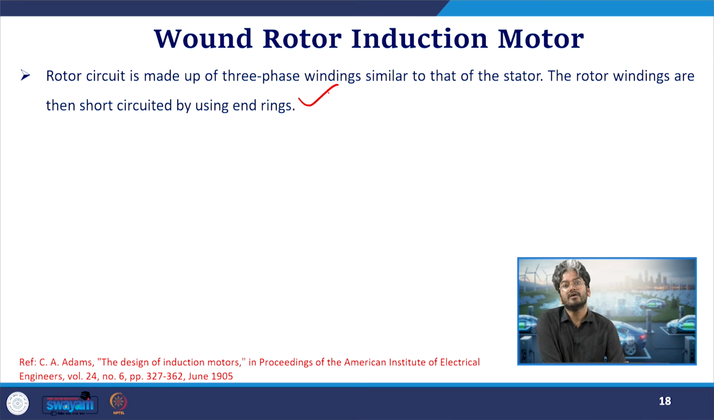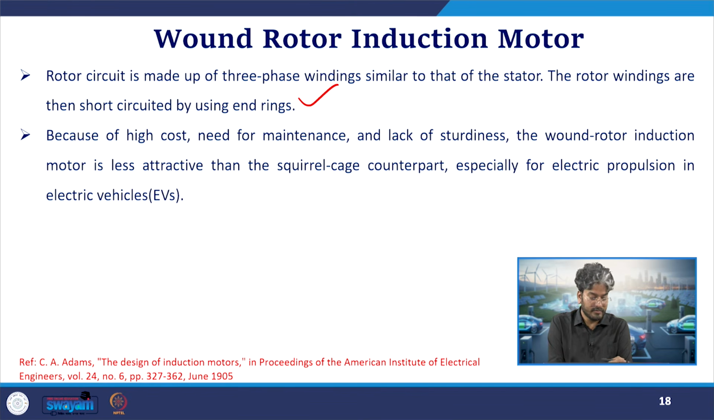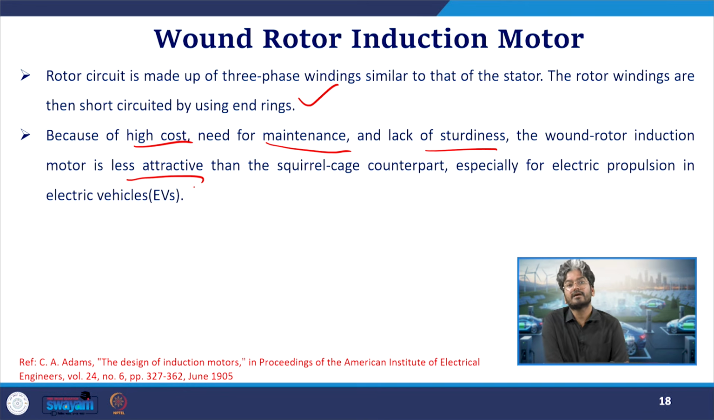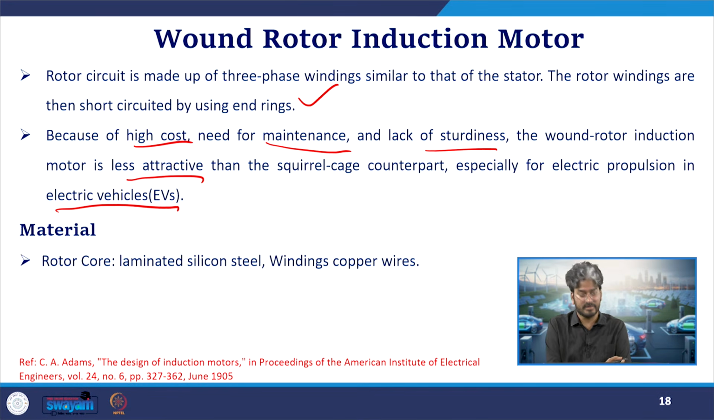If you go for the wound rotor type, generally we will have 3-phase circuits, and we have seen that this wound rotor type is less suitable for electric vehicles because of high cost, need of maintenance, and lack of steadiness. The wound rotor induction machine is less attractive than the squirrel cage for our electric vehicle applications. Okay, so it is not that the machine is not at all good; it is suitable for wind power applications where we require a very high range of speed variation, whereas for our electric vehicle application it is not that beneficial. So we generally use the squirrel cage induction machine.